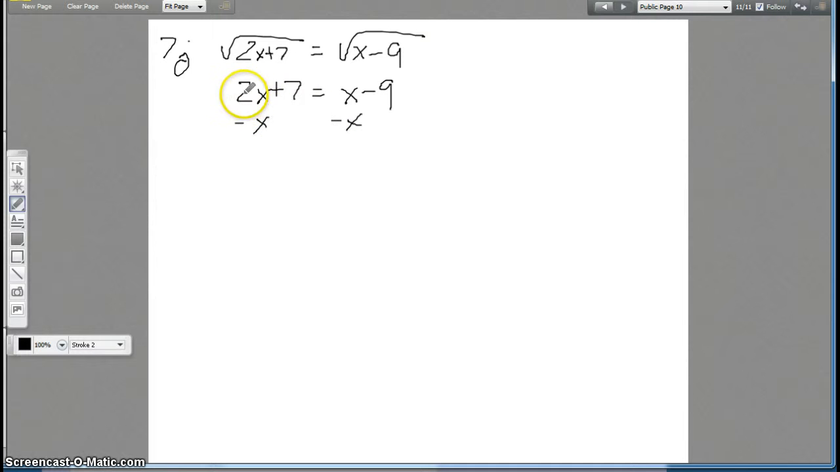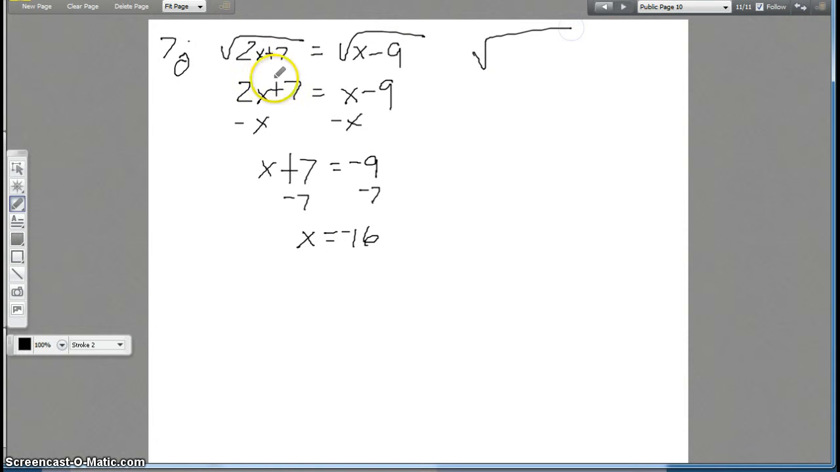So on the left side, I have 2x minus x, that's just an x, and then I still have a plus 7. On the right side, I have x minus x, that's 0, and then we still have a minus 9. Now, right now, I am adding 7 to x. The way to undo that is to subtract 7 from both sides. So I end up with x equals negative 16. Now I need to try this in my original equation.